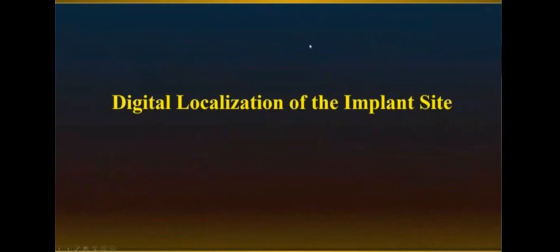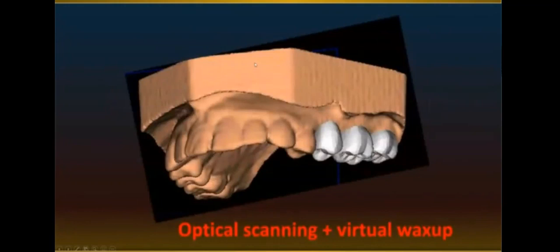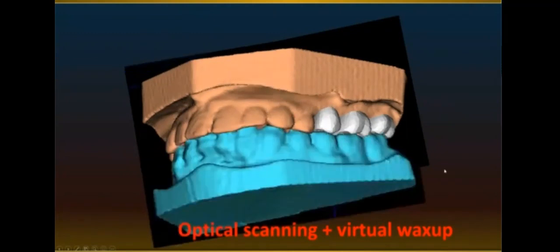The second method is digital localization of the implant site. It involves incorporation of the CBCT of the patient with the surface scan of the patient's mouth or the patient's model. The first step is to scan the patient's model with a desktop scanner or an intraoral scanner and make a digital wax-up on the computer. It will be made based on the adjacent as well as the opposing teeth. So here I determine exactly the location where I want to put an implant.